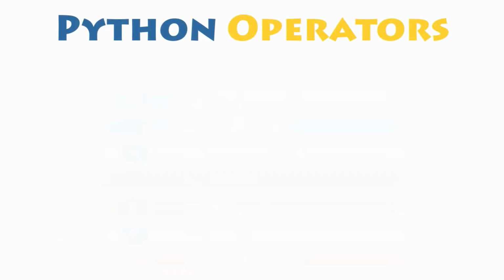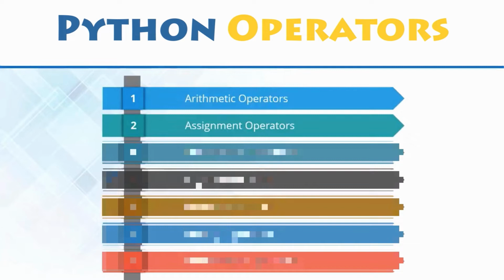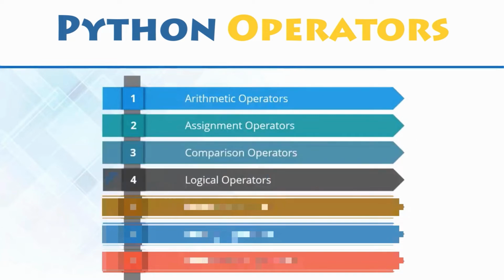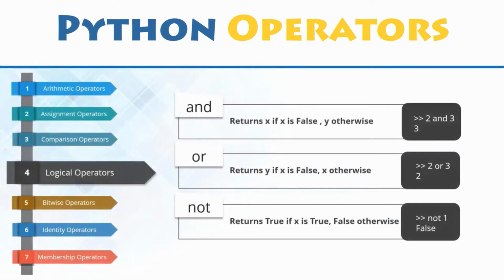Types of operators. Depending upon the type of operations you want to perform, there are 7 types of operators in Python. Arithmetic operators, assignment operators, comparison operators, logical operators, bitwise operators, identity operators, membership operators.